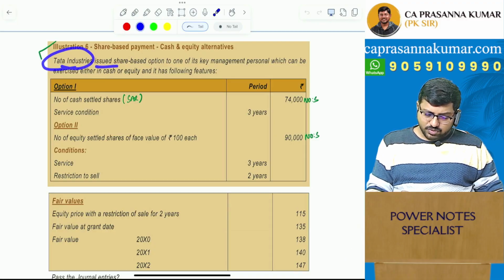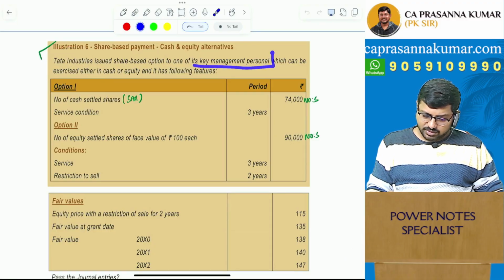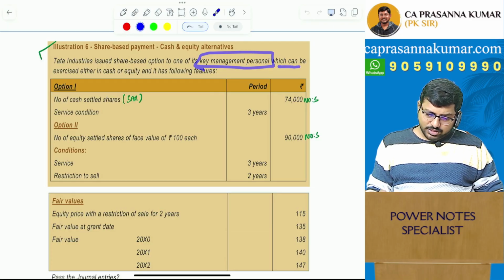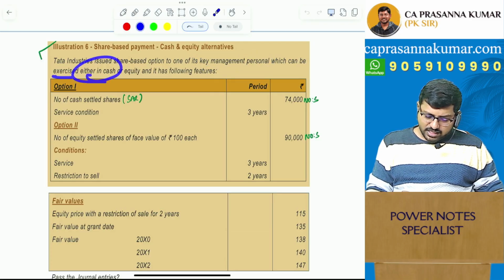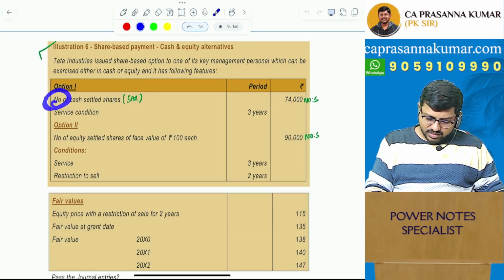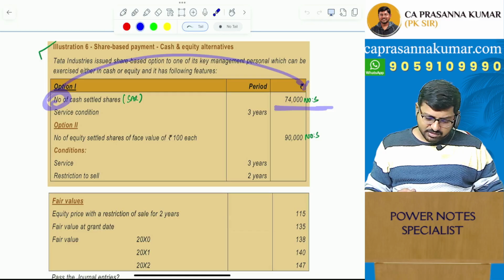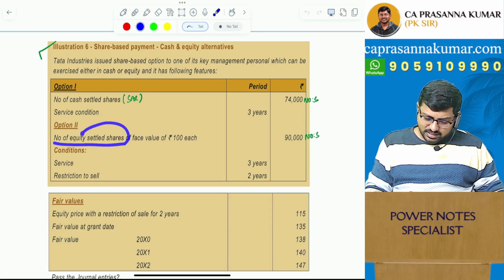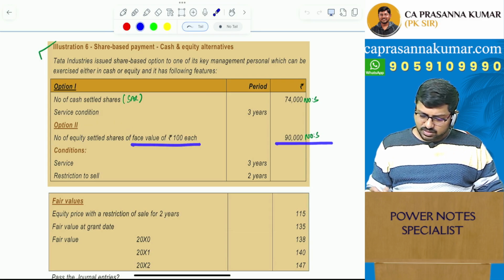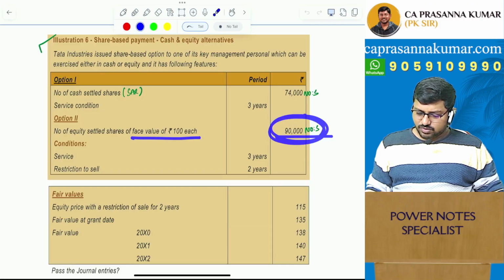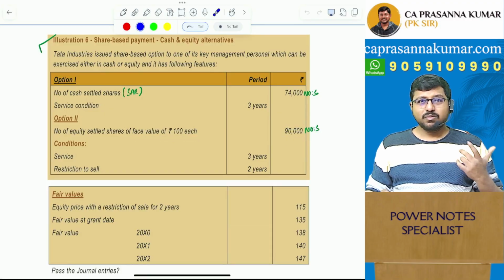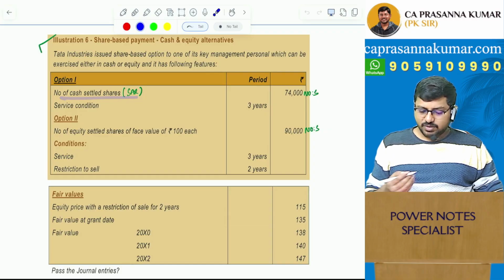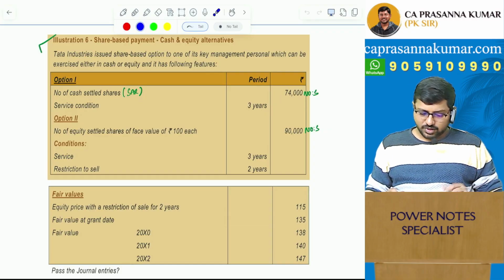Tata Industries issued share-based options to one of its key management personnel, which can be exercised either in cash or equity, and it has the following features. Number of cash settled shares, that is SAR obviously. Number is given, as you can see the word number. That's why I've written 74,000 numbers over here. Service condition 3 years. Option 2, you've got number of equity settled shares of face value, which is 90,000. So naturally, when it comes to equity settled, it will be more in number because it will be with restrictions, right? Cash SARs will be without restrictions, therefore it will be less in number. This we already know, right?